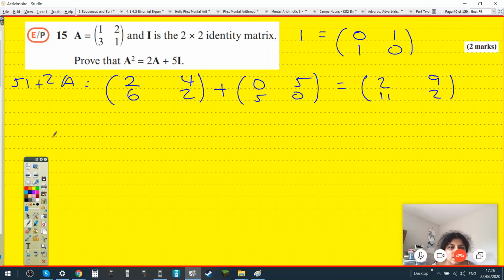And then you have to calculate A squared. You could calculate it if you prefer. Yeah, I don't want to multiply that out. Doesn't look fun. Oh, 2 times 2.